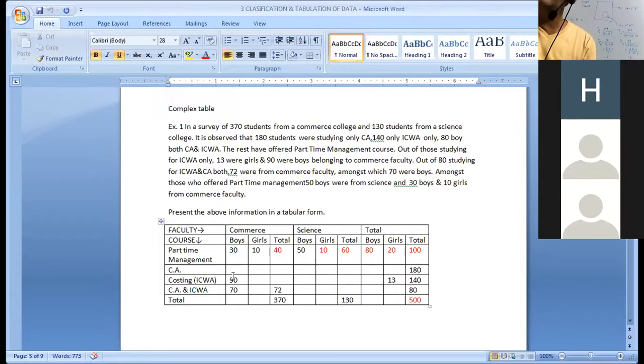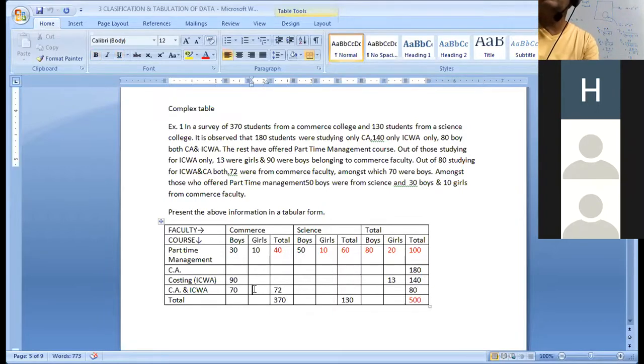Out of 80 studying for ICWA and CA, 72 were from commerce faculty. So here both girls and boys, commerce, here it is 72. Amongst which 70 were boys. These were boys. So here, how much it will be? Tell me. What figure will come here?